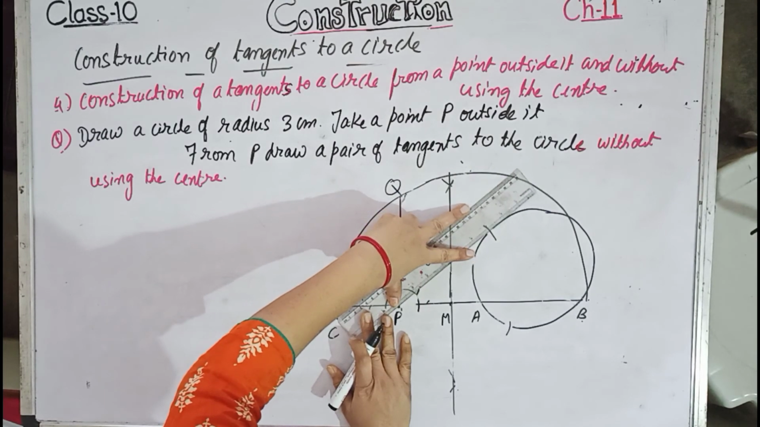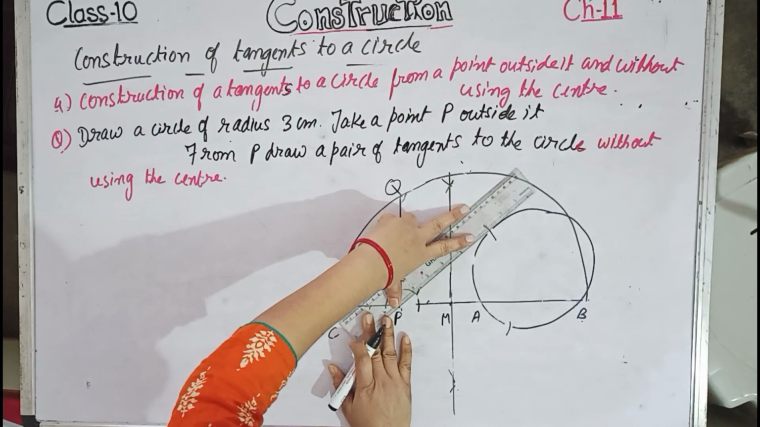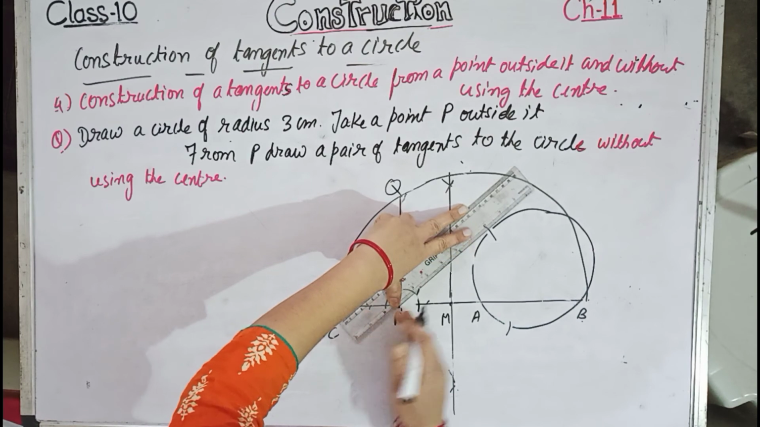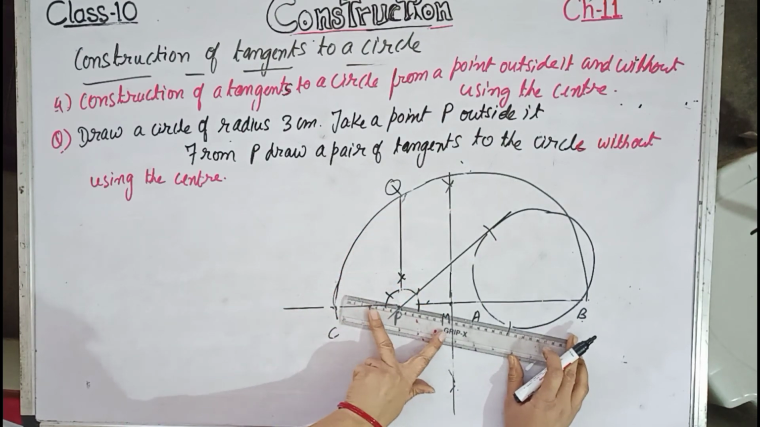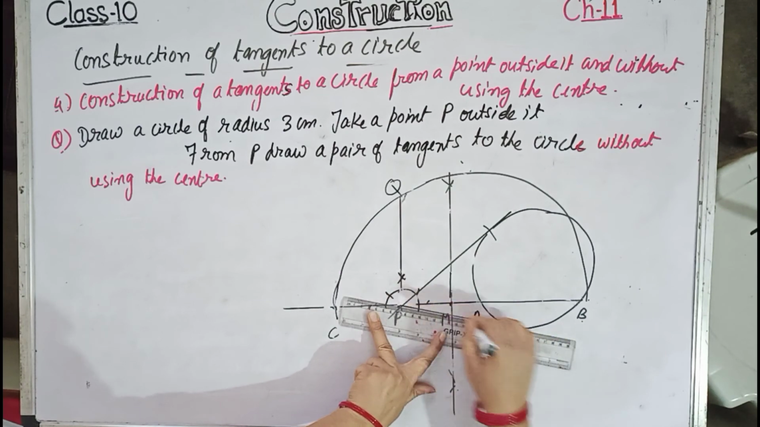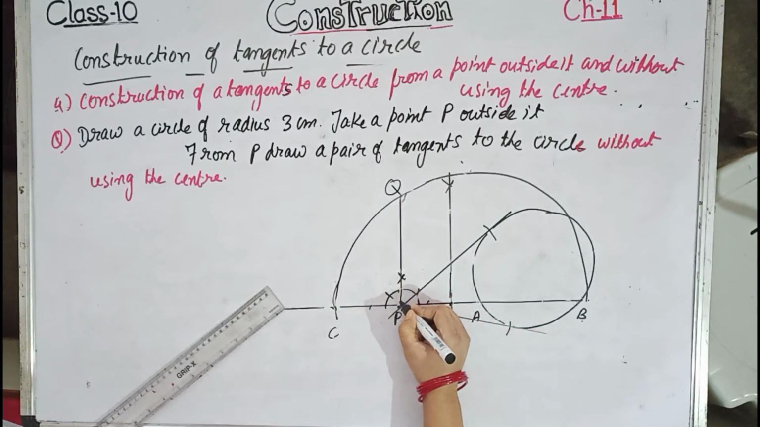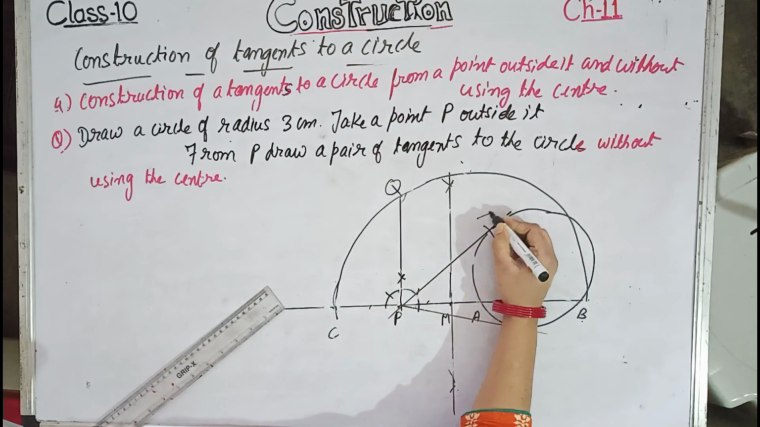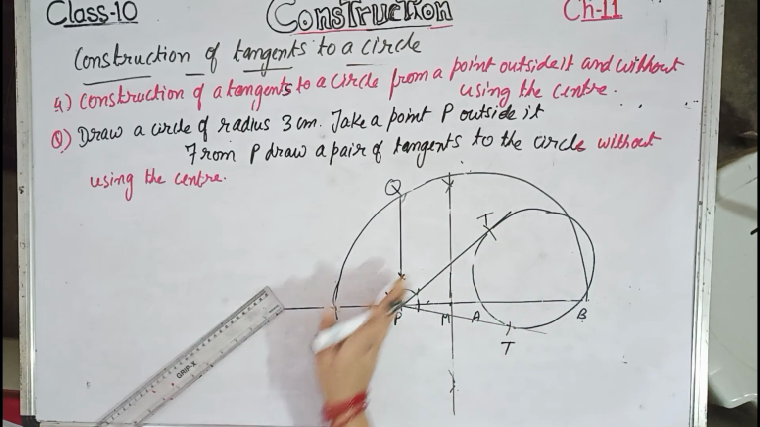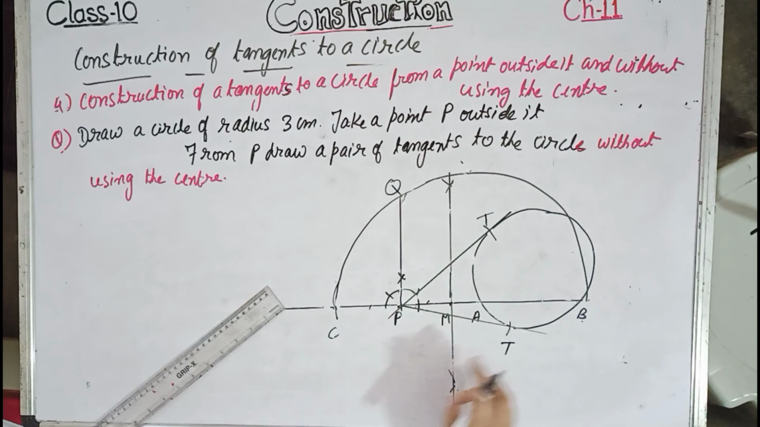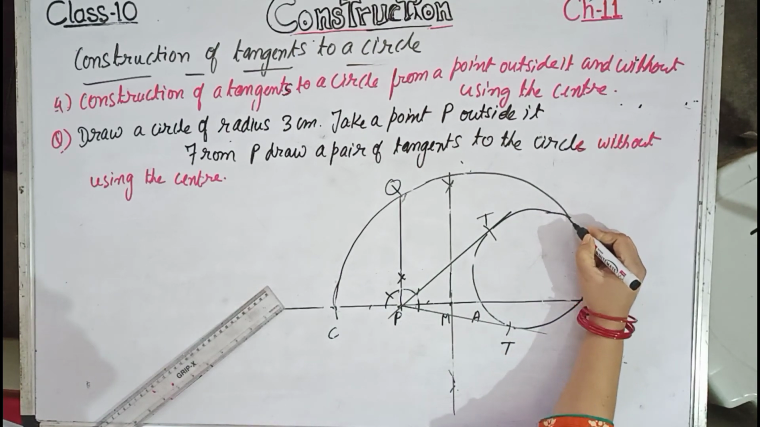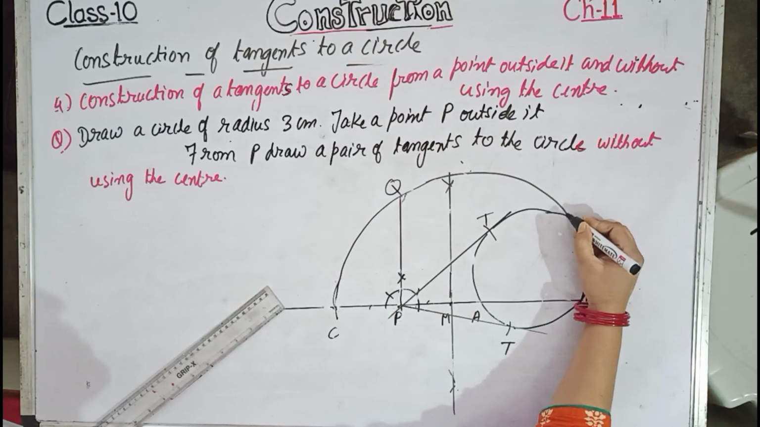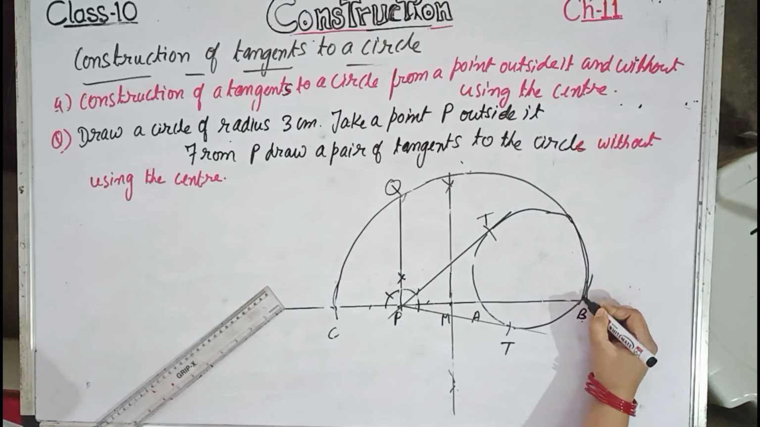Like this and like this. So let us name it T and T dash. So PT and PT dash will be the required tangents to the circle. Draw neatly.